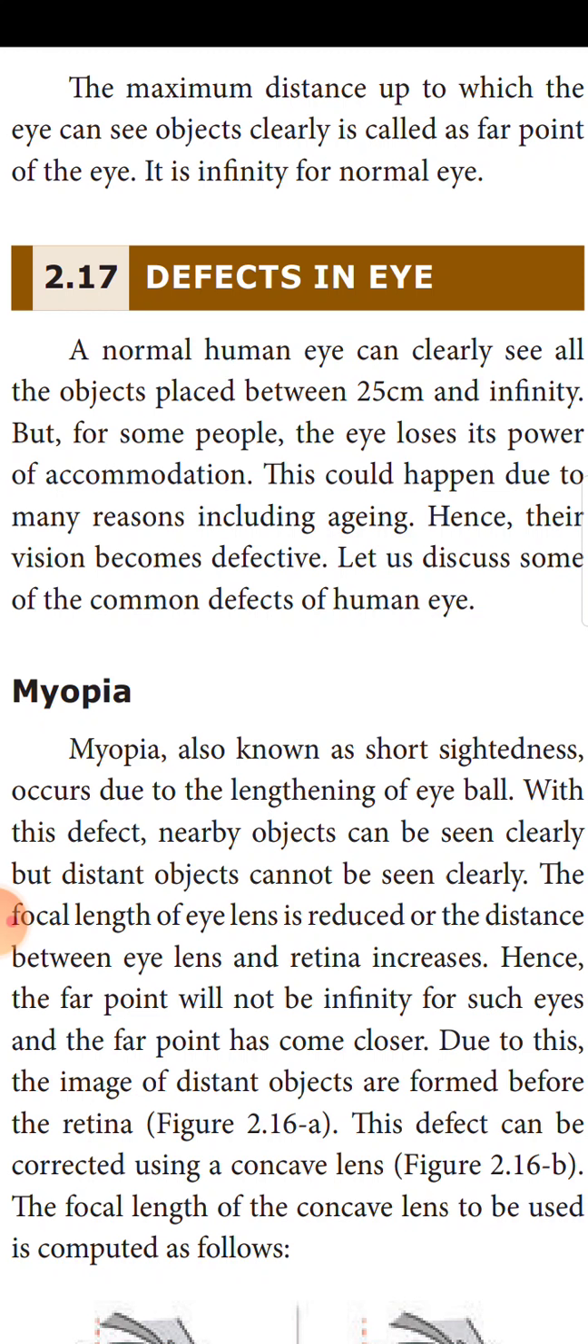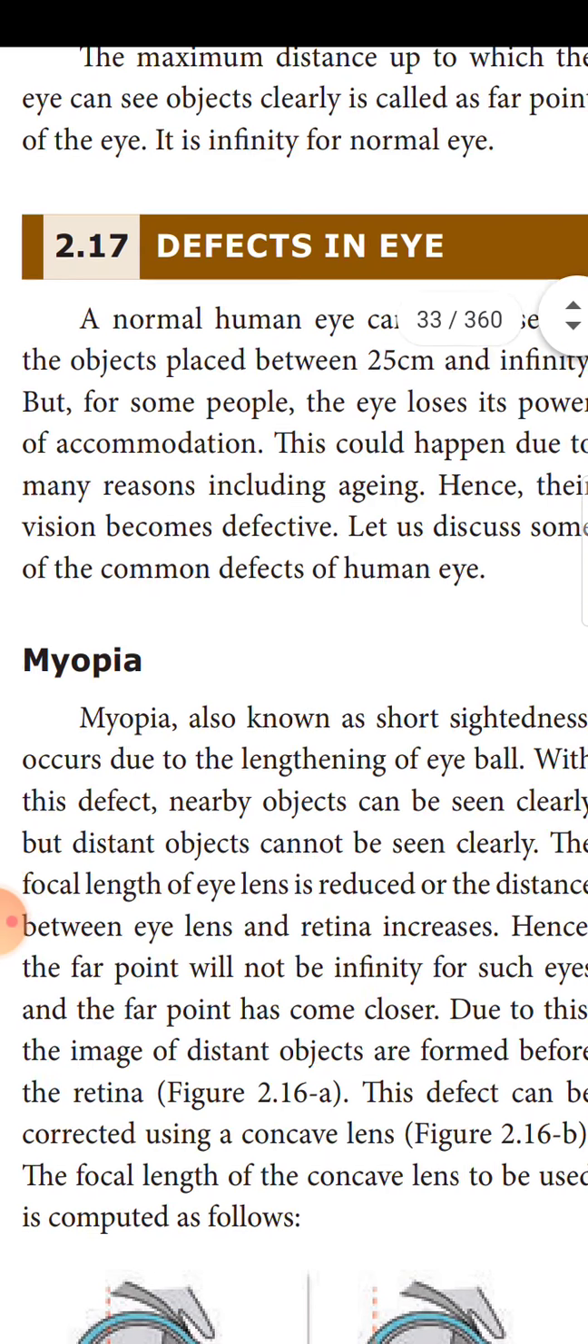Defects in the eye. The normal human eye can clearly see all the objects placed between 25 centimeters and infinity, but for some people the eye loses its power of accommodation. This could happen due to many reasons including aging, hence their vision becomes defective. Let us discuss some of the common defects in the human eye.